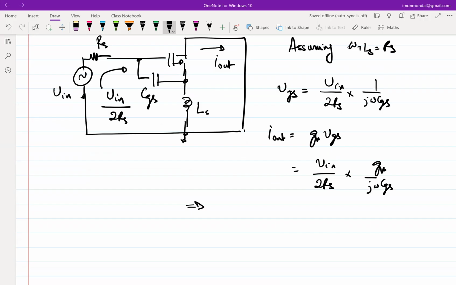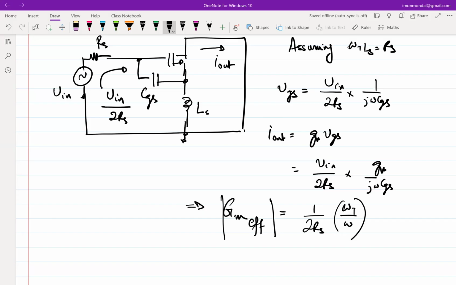Which essentially means that the effective transconductance of this LNA, from V in to output, is GM by CGS, which is omega T. So this is 1 by 2Rs. If I just take the magnitude, then 1 by 2Rs times omega T by omega.